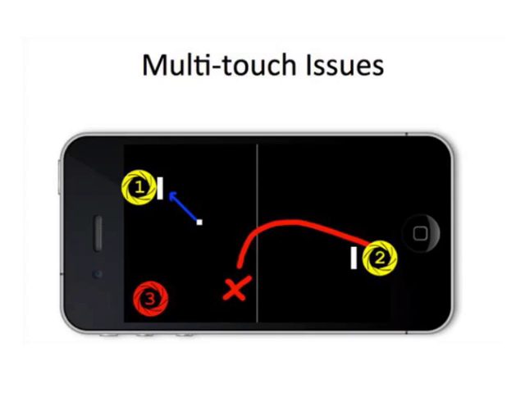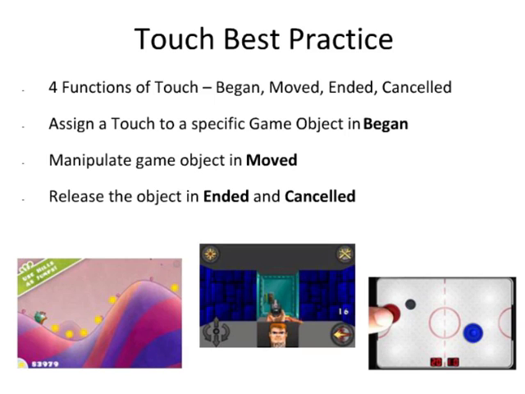Likewise, if a third touch gets introduced on the first half of the screen, that would also move player 1's paddle out of the way, and of course an unfair point would be assigned. So that is not good, and I would say all good games would handle these issues correctly. And so that's what I want to talk about next: how do you handle multi-touch? What are the best practices, if you will? So let's go over that now. There's 4 functions of touch: began, moved, ended, and canceled. So what you really want to do is assign a specific touch to a specific game object, and you do that in the began handler.